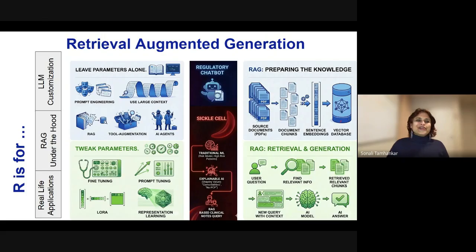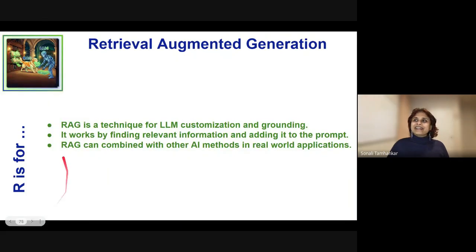So this is a lot of material we covered today. The details are not as important as the big ideas, which are: RAG is a technique for LLM customization and grounding. It works by retrieving relevant information and adding it to the prompt. And it has real world impact, especially when combined with other AI methods.